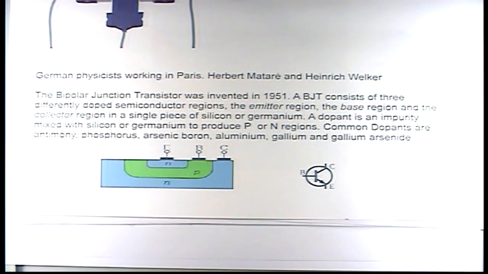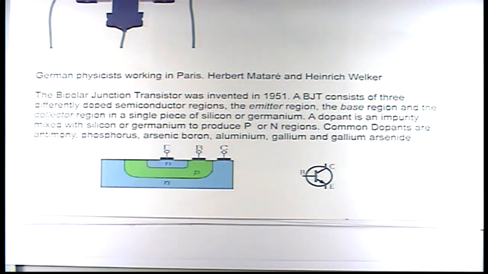And so on his own, without talking to hardly anyone, without sharing with Bardeen or Brattain or anyone else at Bell Labs, he came up with this idea of a bipolar junction transistor. And basically that's the transistor we have today. And I'm going to put a picture up here where you can see it. The bipolar junction transistor was invented by Shockley in 1951.